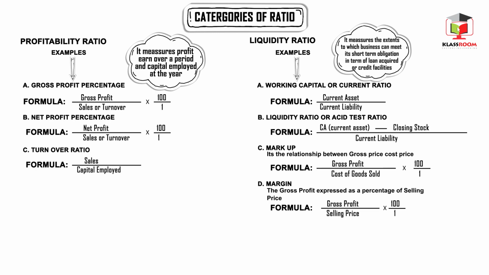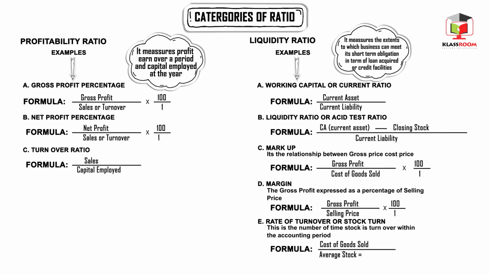And lastly, we have the rate of turnover or stock turn. This is the number of times stock is turned over within the accounting period. What do I mean by turned over within the accounting period? That is, it exchanges into what liquid form, in form of what? Cash. To obtain our rate of stock turn, we have the following formula: cost of goods sold or cost price divided by the average stock. To obtain our average stock, we simply add the opening stock plus the closing stock and divide by 2. That will give us the value of our average stock.